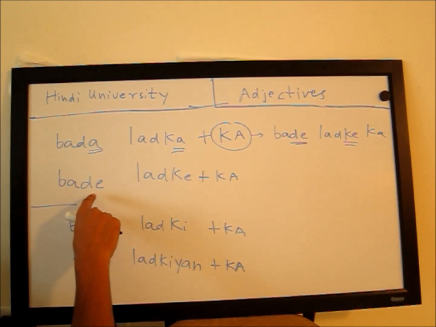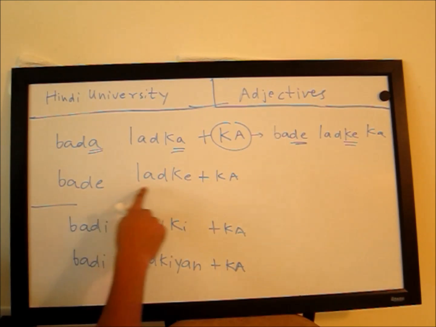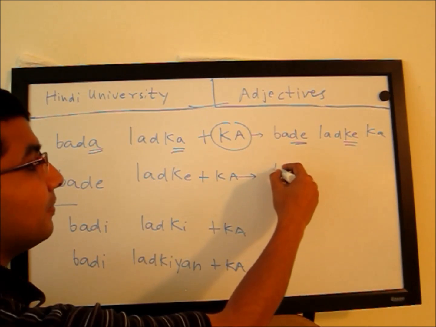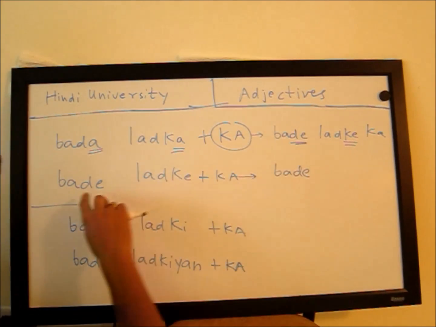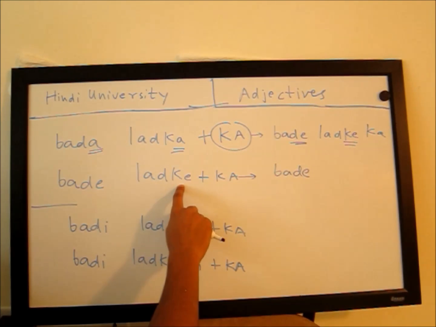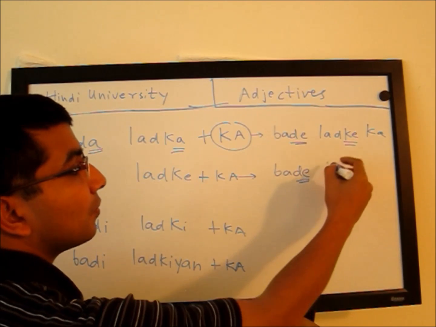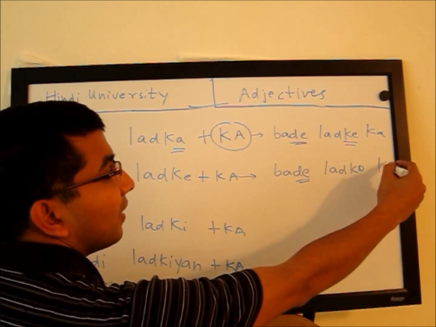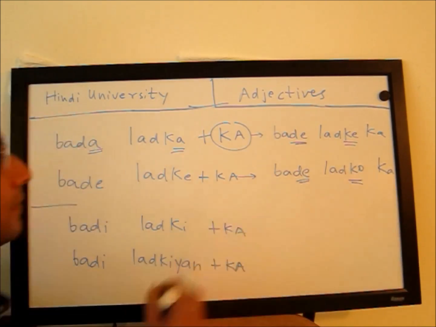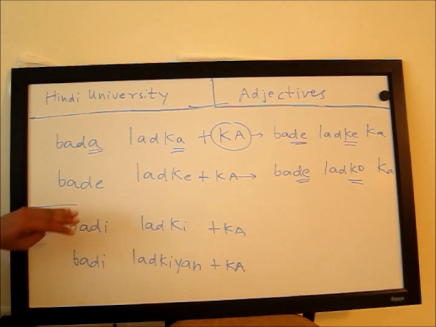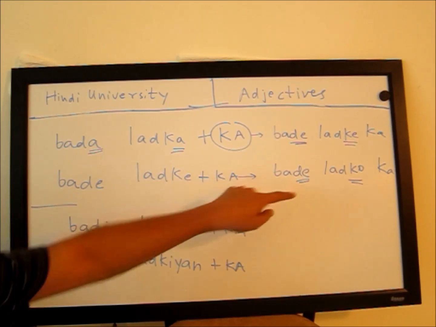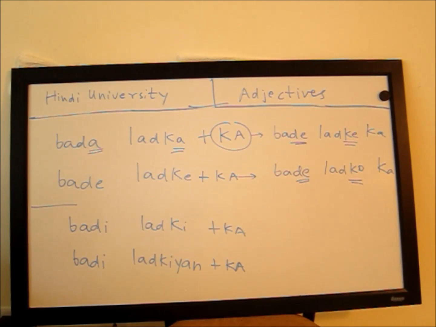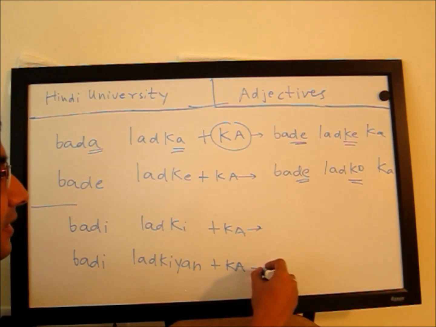Now what if it is masculine plural, bade ladke, and you have ka here? The bade will remain bade. Ladke becomes ladkon. Bade ladkon ka. Careful here: bade remains bade, ladke becomes ladkon ka. Bade ladkon ka.